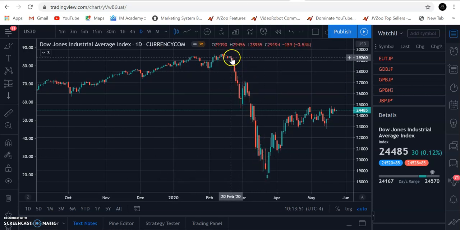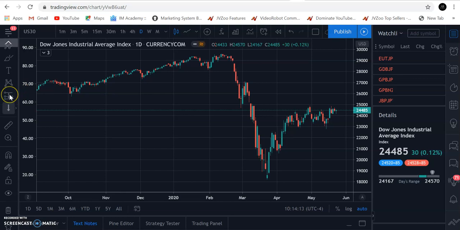So the highest US30 has been is 29,500. The lowest it's been is 18,286. And that's from February till May. So that's a good 4 months. So that's a great indication.